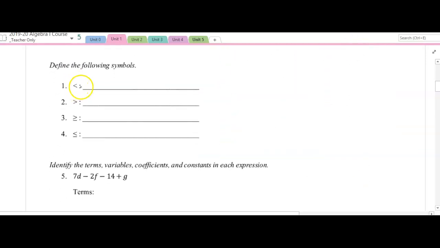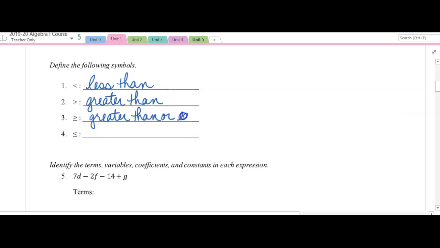This symbol means less than. This symbol means greater than. This symbol means greater than or equal to, because it's underlined, and this one means less than or equal to.